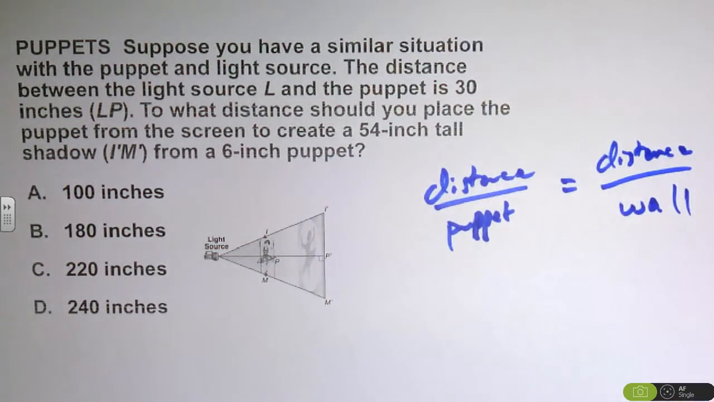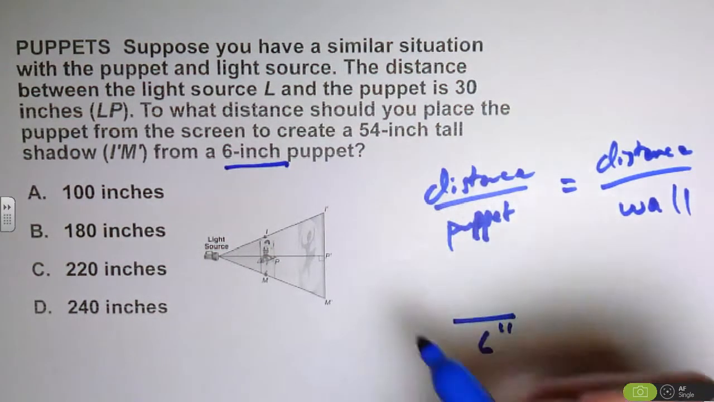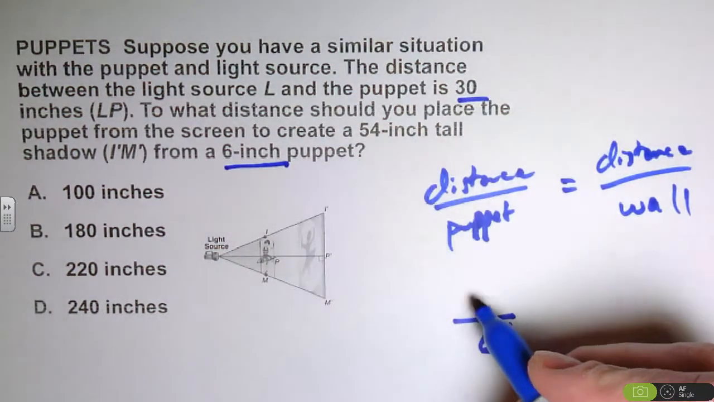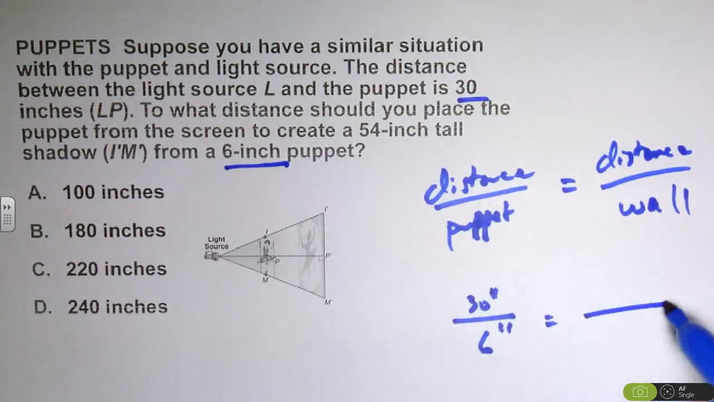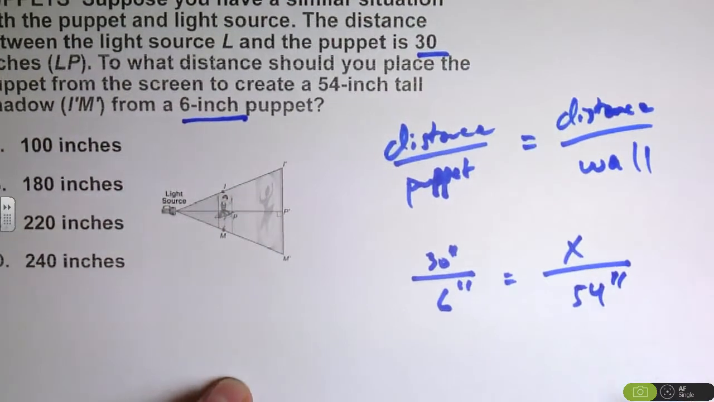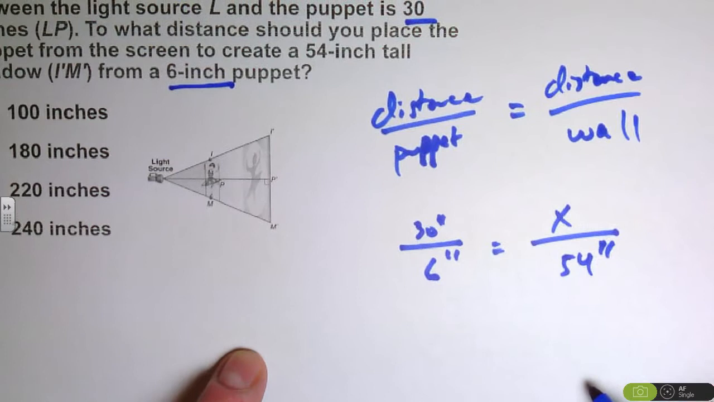Okay. So I have a 6-inch puppet right now, and it's 30 inches away from the projector or the light source. The question is, how far away should the puppet be if I want to make it 54 inches tall? That's really what we have here, just a nice proportion. So 30 over 6 equals x over 54.